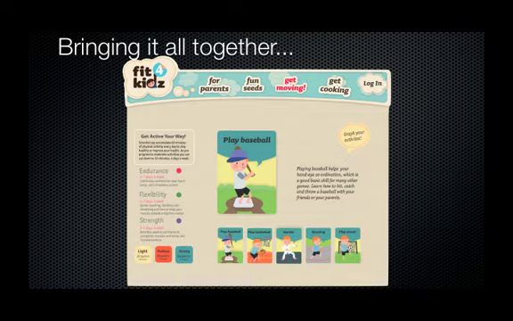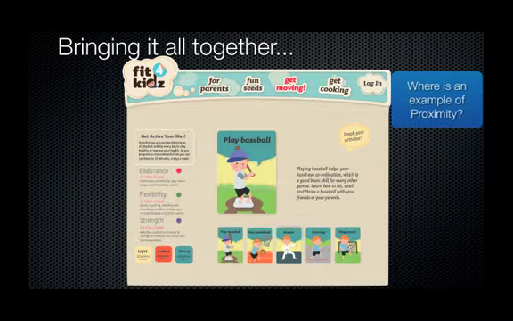Now that we've taken a look at the different principles of design, let's test your understanding by bringing it all together. Let's look at this website called Fit for Kids and look at the design elements. First off, do you see an example of proximity in this website? Remember, proximity tells us that things that are close together are connected. Do you see different things grouped together on this page that might be connected?